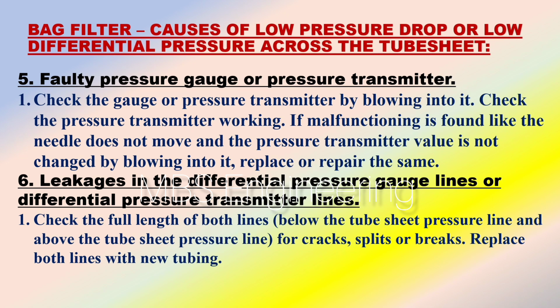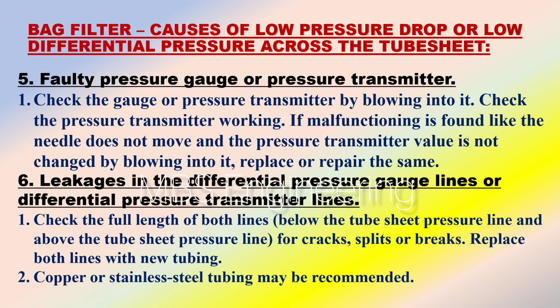Next, one of the main causes of low differential pressure is the leakage in the differential pressure gauge lines or differential pressure transmitter lines in the bag filter system. Point number 1. Check the full length of both lines, below the tube sheet pressure line and above the tube sheet pressure line, for cracks, splits, or breaks. Replace both lines with new tubing. Point number 2. Copper or stainless steel tubing may be recommended.